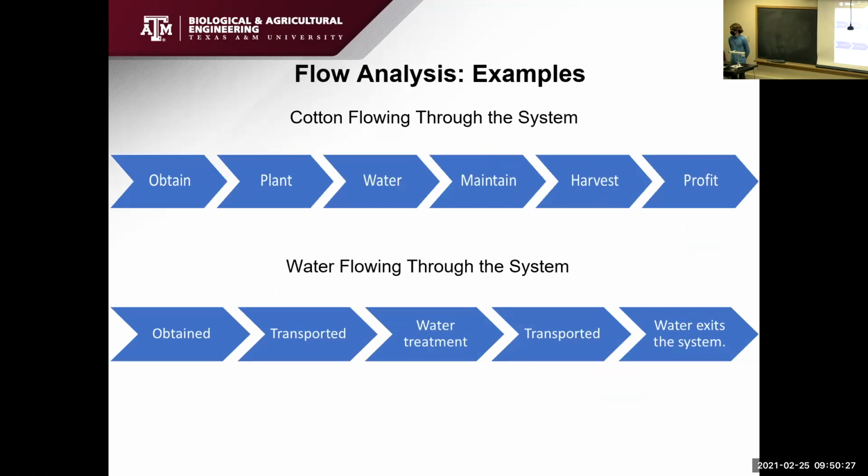Now here we see two flow analysis examples. We can see how the cotton flows through the system. We have to obtain the seed, plant the seed, water the plant, maintain it, harvest it, and profit off of it by collecting it and selling it. And we can see water flowing through the system as well, in which we have to obtain it from the source, transport it, treat it, transport it again so it can be irrigated onto the crops.